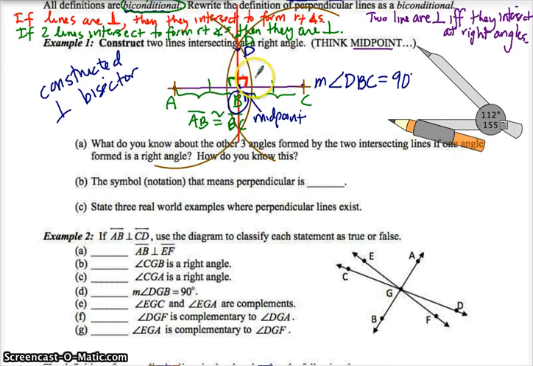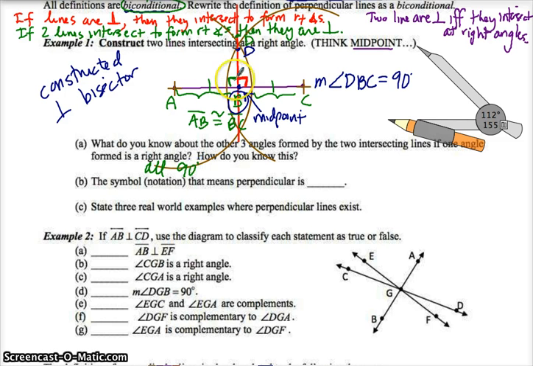Right? So these are supplementary angles. They must add up to 180. Well, if this is 90, then this also must be 90. And then you have supplementary angles here. This line BD is also a line making a straight angle, so these must be 90, 90. And then same thing here, 90, 90. Same thing here, 90, 90. So what do you know about all the other angles? They're all 90 degrees. How do you know this?